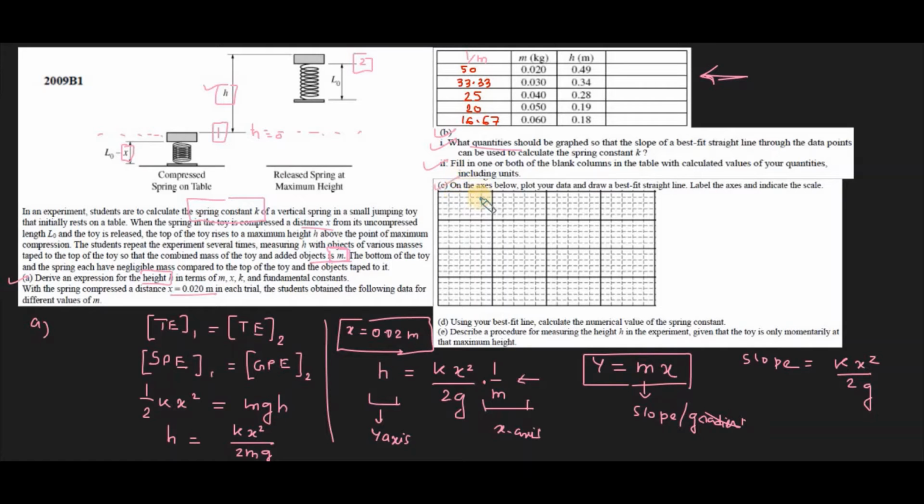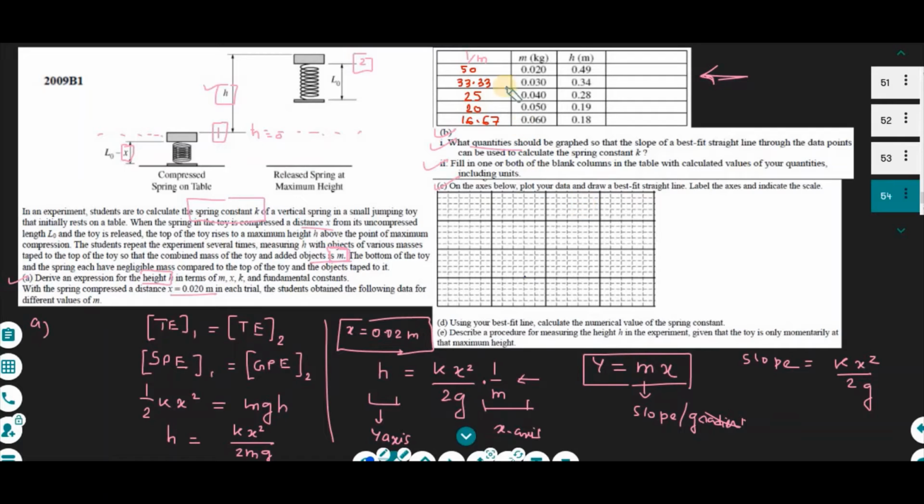Now on the axis in part C, on the axis below, plot your data and draw a best fit straight line, label the axis and indicate the scale. So here this 1/m has to be plotted along the x-axis and h along the y-axis, and after that we have to find out the gradient.